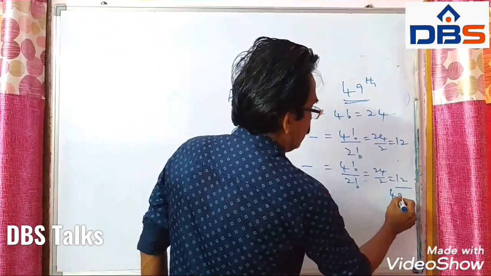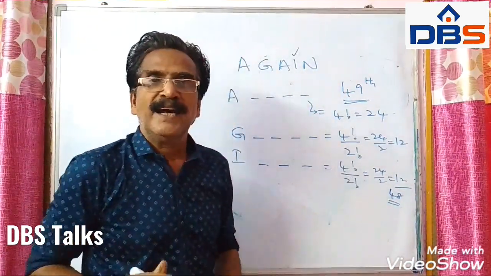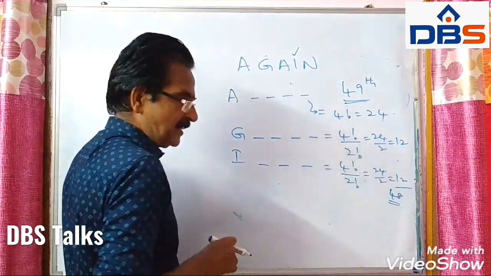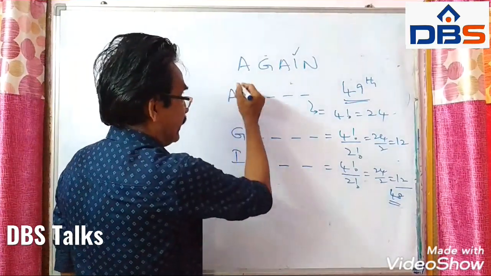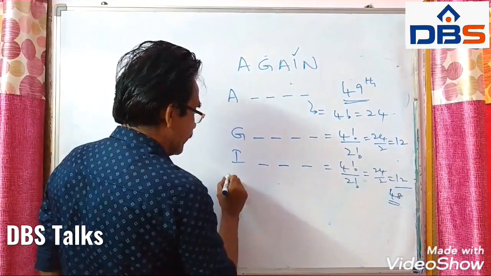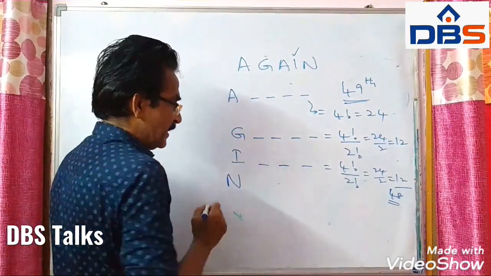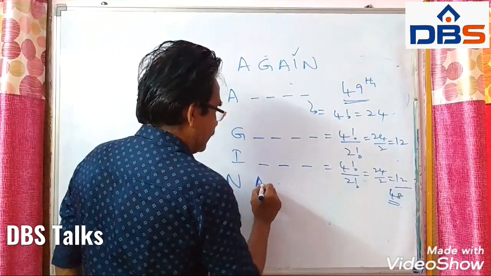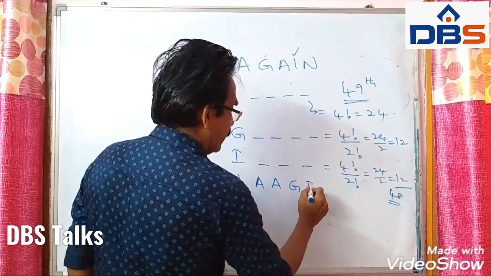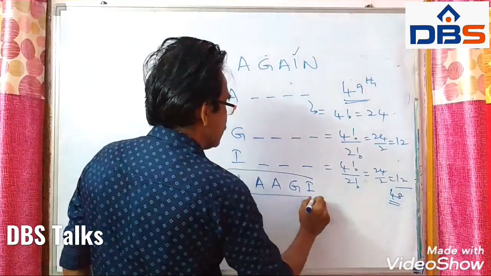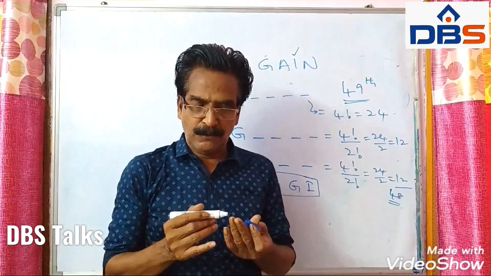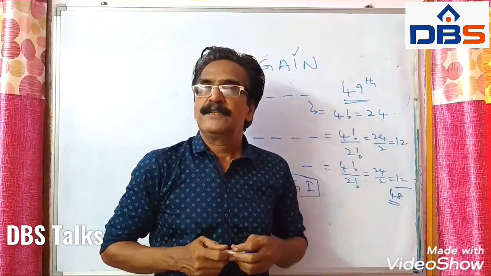Now 48 words are over, and the next letter is our answer. What would be the next letter? A over, G over, I over. So the next bigger letter is N. And alphabetically A, again A, next bigger G, next bigger I. So this is the 49th word. Okay, friends. Thank you. Let us see some more problems in our next session. Thank you. Have a nice day.